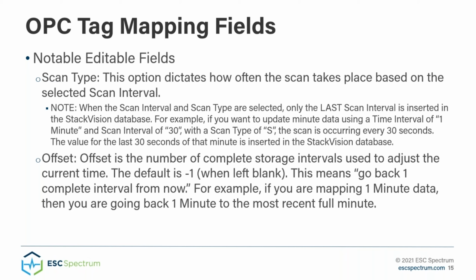The most used field is probably your scan type. This option just tells you what kind of time interval you're going to be scanning for. So for seconds, you would have the S type in there, M for minutes, H for hours, and so on. If your scan interval is set to an integer of 30 and you have a scan type of S, it'll look back every 30 seconds.